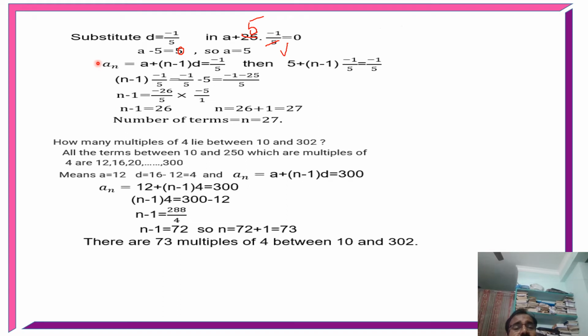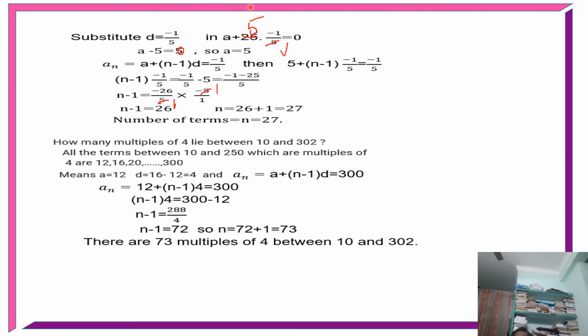Now we need to find the nth term value. To find the nth term, an equals a plus n minus 1 into d equals minus 1 by 5. Substitute the values given. Simplify. We got n minus 1 equals minus 26 by 5 into minus 5 by 1. 5 and 5 get cancelled. Then we have minus into minus, plus. So we have n minus 1 equals plus 26. Minus 1 can change to plus, n equals 27. So the number of terms is 27.